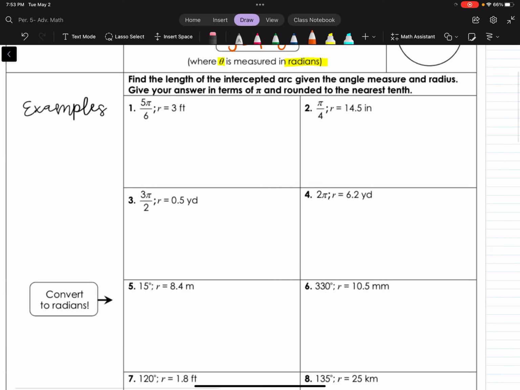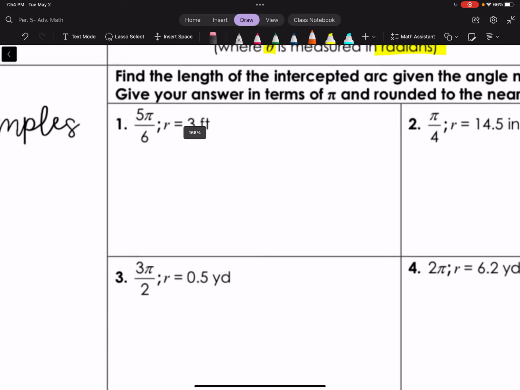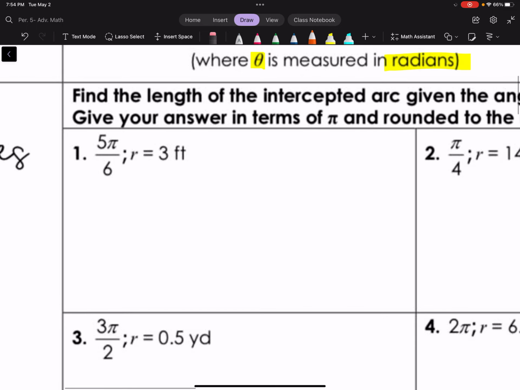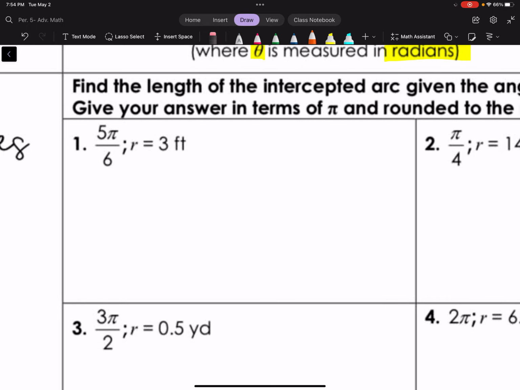What we're asked to do is find the length of the intercepted arc, which is pretty much the arc length, given the following angle measure and its radius. Give your answer in terms of pi, and also round your answer to the nearest tenth. So let's start off with number 1. In number 1, my angle is 5 pi over 6, and my radius is 3.